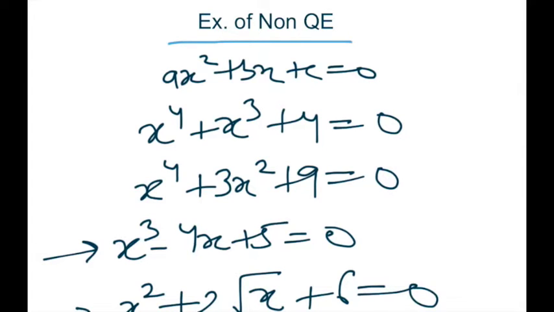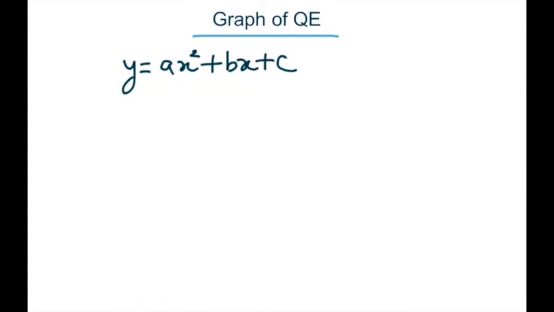Okay, so going forward, the next topic is graph of quadratic equation. How does a graph of a quadratic equation look like? So what is a graph? It is nothing but a curve that is made by joining all the values of y for different values of x. This will become clear after this example. Let's take few values of x.